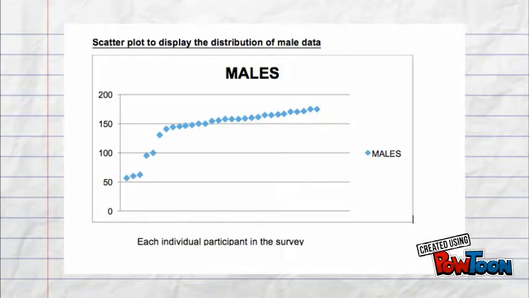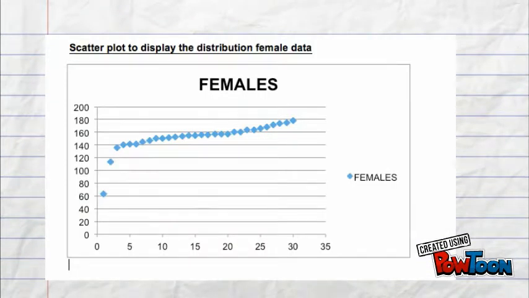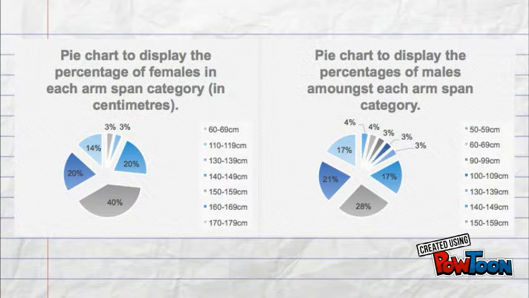I then created a scatter plot for the male distribution of data. As you can see here, each individual of the 30 participants' data is shown. However, this data isn't overly helpful. Much like the males, the same graph was created for the females. Although this graph isn't overly useful, it does present opportunities for possible outliers. This may be due to the fact that students estimated their measurements, they only measured one arm, or they utilised inches instead of centimetres.